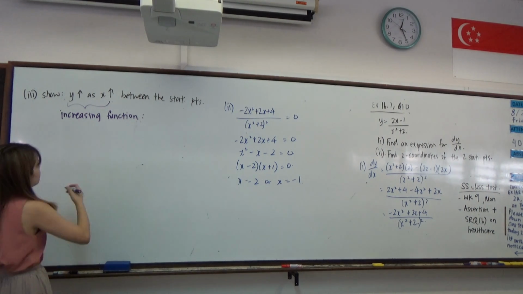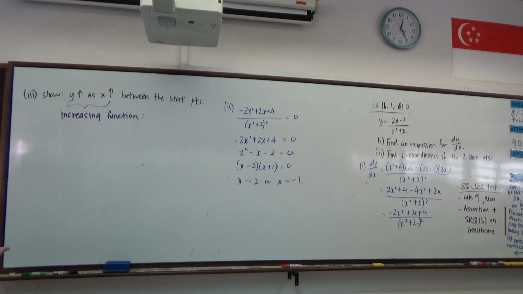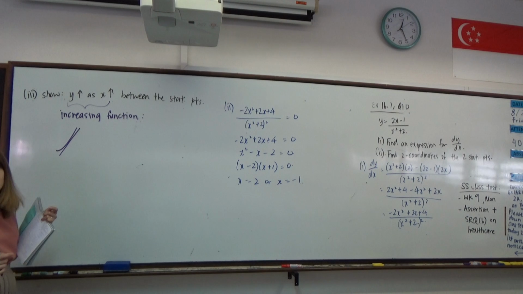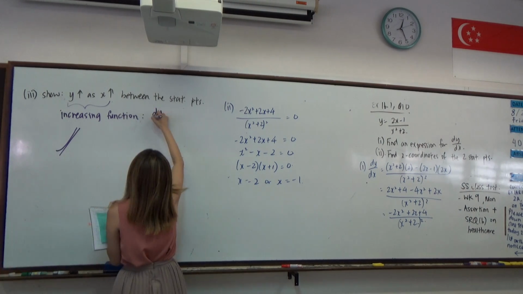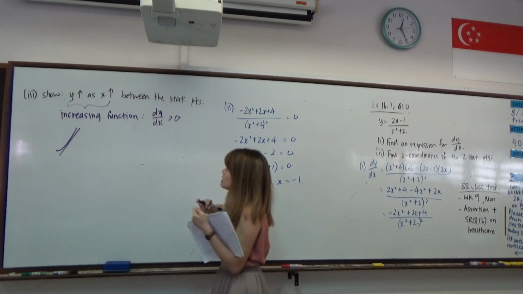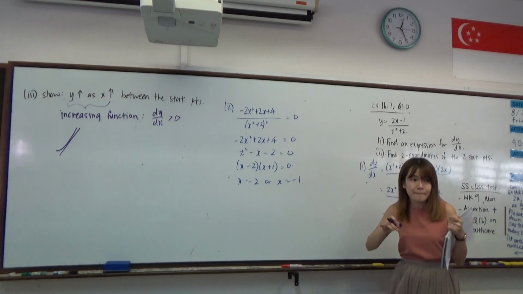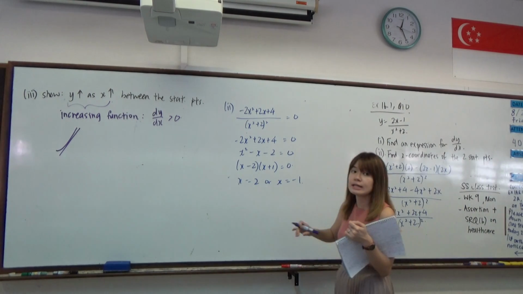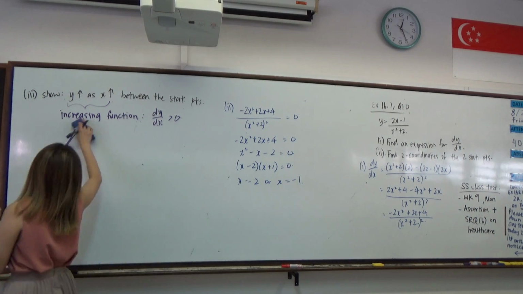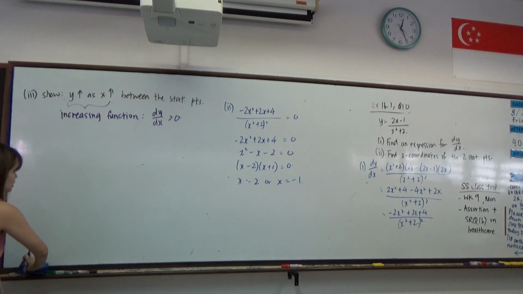If you cannot recall what is the dy over dx, at least have an image in your mind of what an increasing function would look like. For an increasing function, we know that when x increases, y increases. Then the derivative will always require you to look at the tangent. The tangent itself will always be positive. So that means your dy over dx must be more than 0. That is the thing that we need to show in order to prove this question.